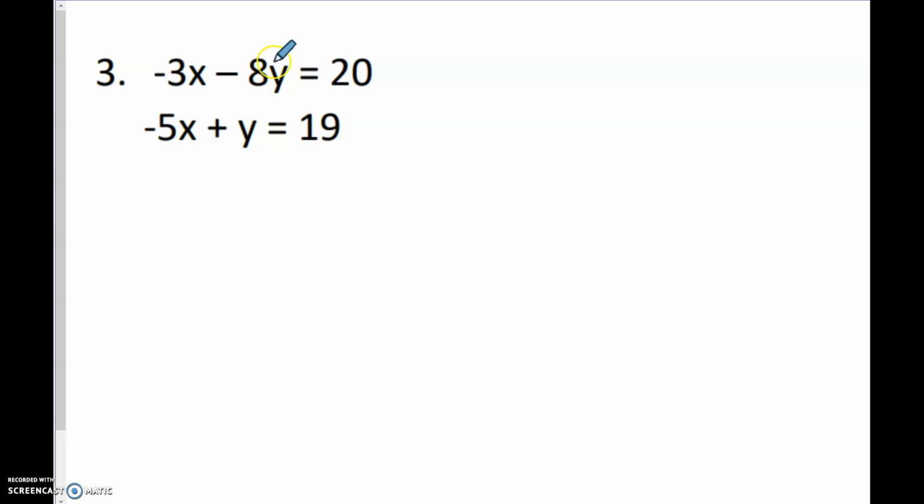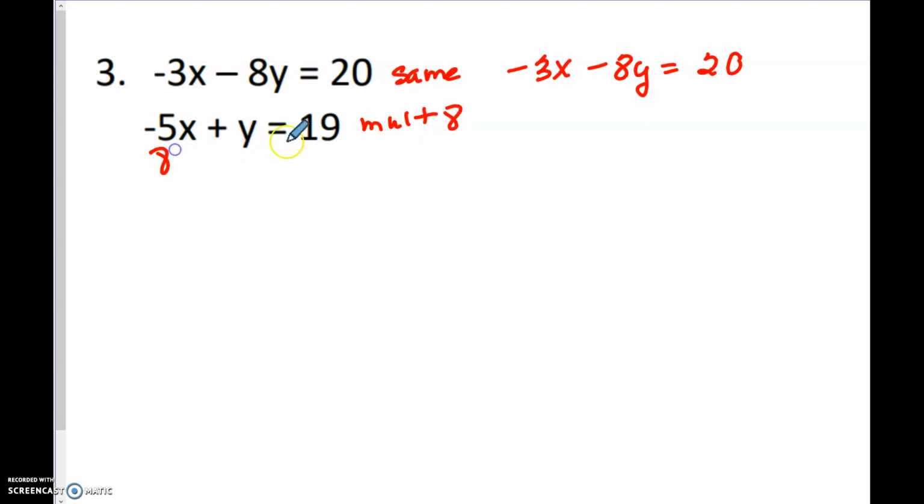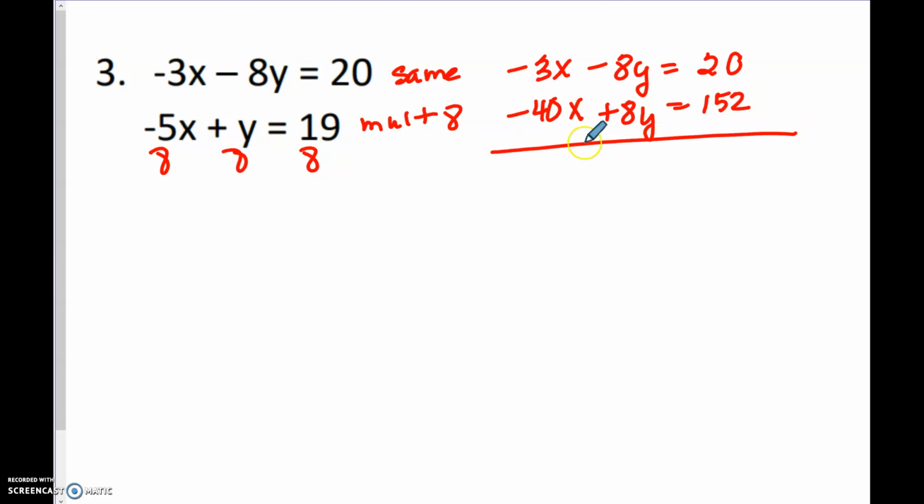Again, it looks like I'm going to get rid of those y's, so I'm going to keep this top one the same. So I get negative 3x minus 8y equals 20. Then what I'm going to do here is I'm going to multiply by 8, times by 8, times by 8, times by 8. So I get negative 40x plus 8y. And let's see, I don't know what 19 times 8 is, 152.